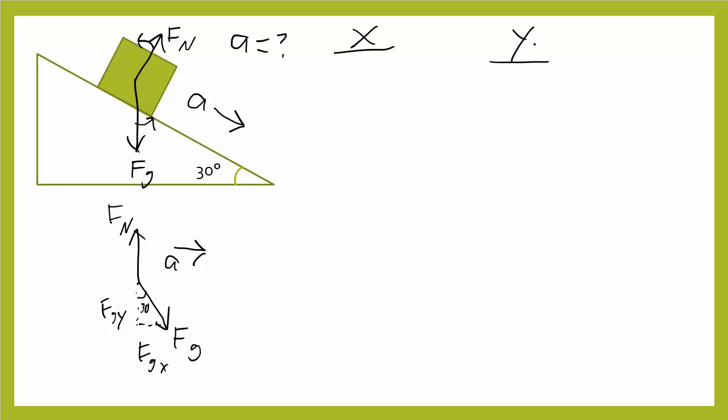So in the vertical direction, taking vertical from this picture, not from this picture, we have balanced forces. So we can say that the normal force, the forces up, are equal to the forces down, so the normal force is equal to the y component of gravity. We're not actually going to use that in this situation, but we will later on, so it's good to think about those things. In the x direction, we are accelerating down the ramp.